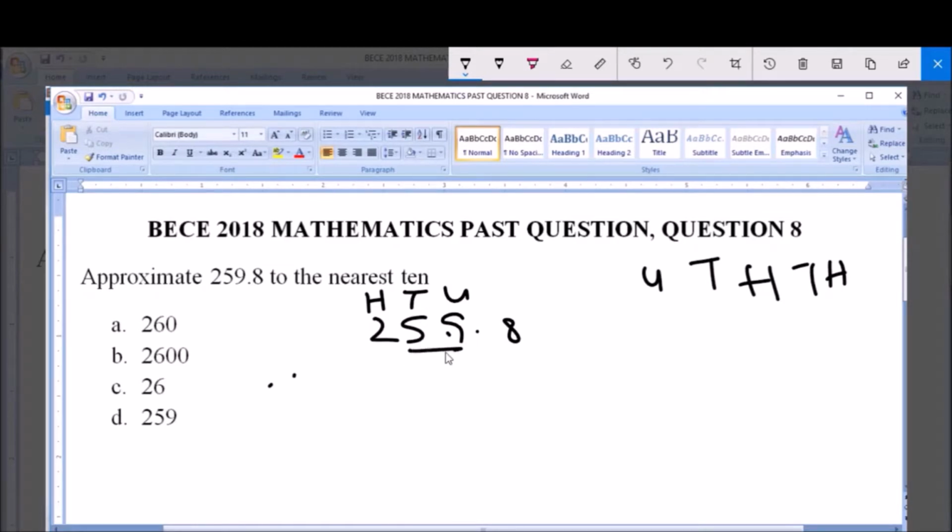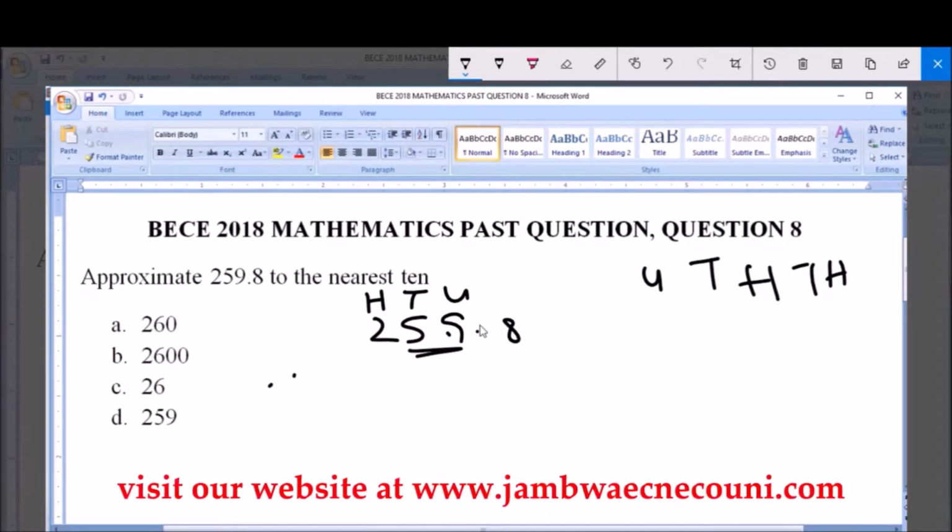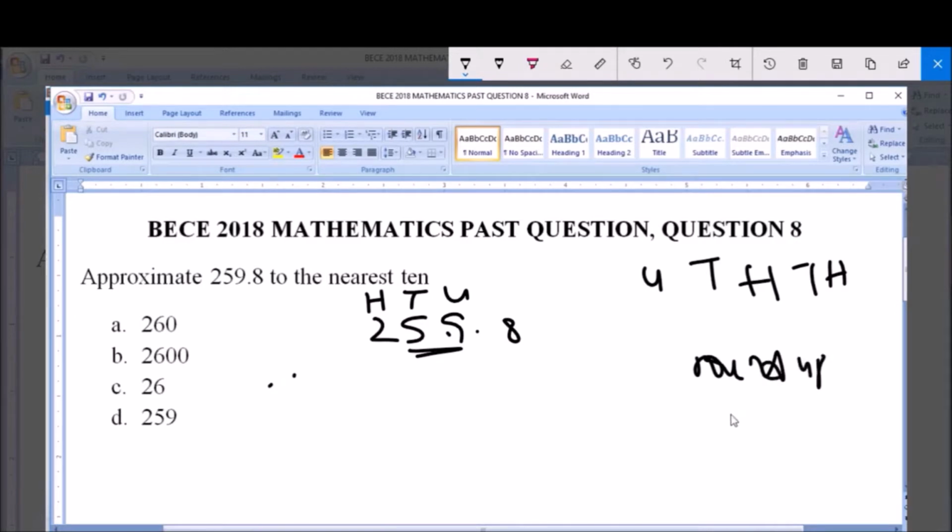So we are dealing with this 10 here. And we know that in doing approximation, we either round up or we round off. Now what do we mean to round up? To round up simply means moving to a higher 10 or to a higher 100. Take for instance, you have something like 46, and you have to round up this 46, what will happen?